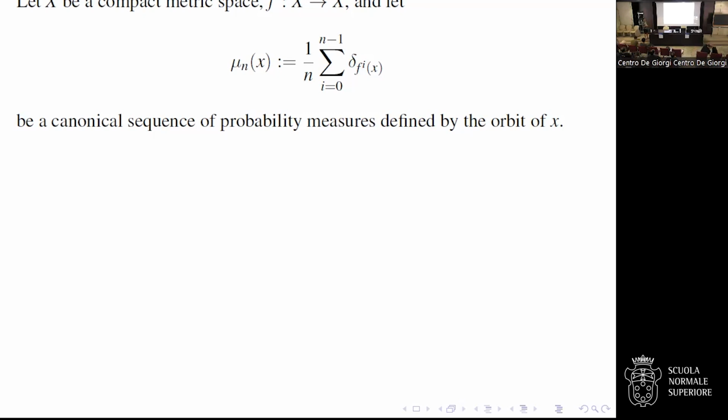So you start with a point x, which is an initial condition, and you simply look at the first few terms of the orbit, and you look at the Dirac deltas along the first n points of the orbit, right? And you spread these Dirac deltas on the orbit and you take the average. So each of these is a probability measure. And if you think of n being a million, for example, then you're looking at the first 1 million points along the orbit, and each point carries 1 millionth of the measure, right?